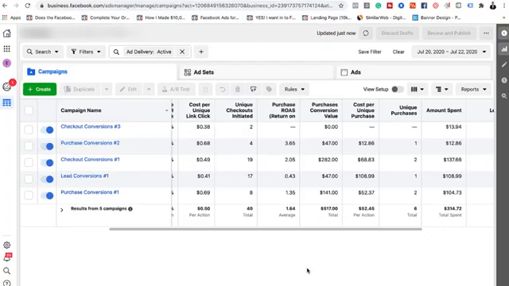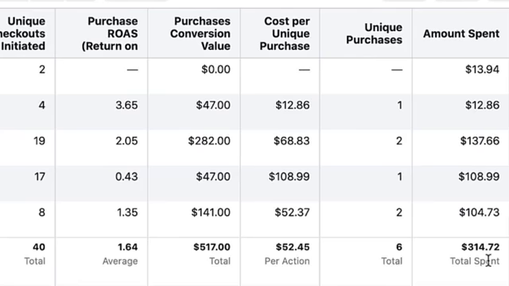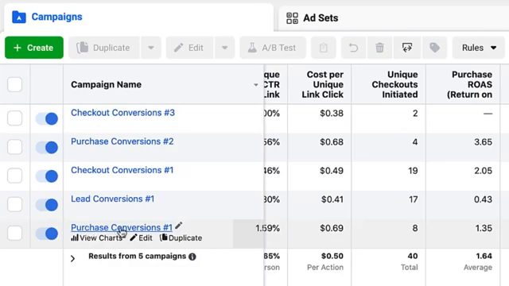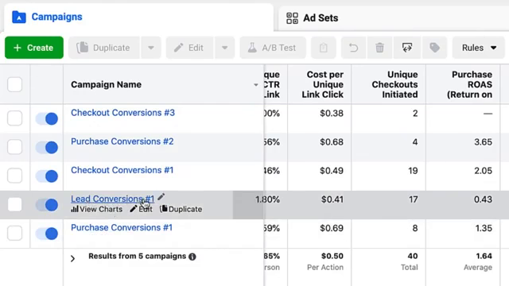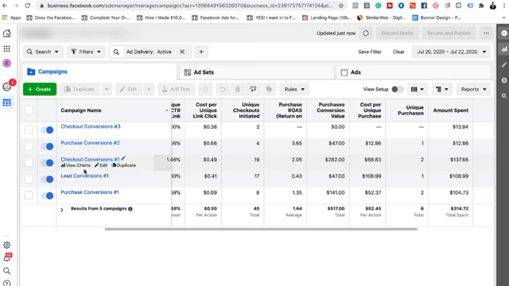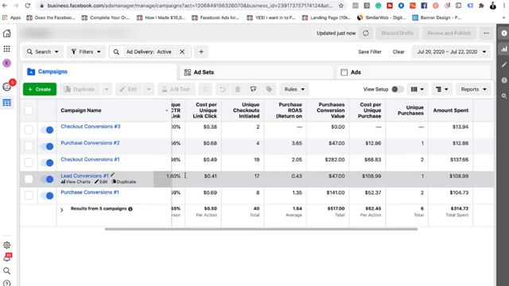All right, so to give you guys a visual representation, and this wasn't planned, but I have a new campaign and I started doing horizontal scaling. So let me go ahead and actually show you guys. Basically, we've spent $314 so far. We've made $517 in revenue. But if we look here, we have the purchase conversions campaign, the lead conversions 1, and then the checkout conversions 1. So this was the original campaign. It was 3 different campaigns.